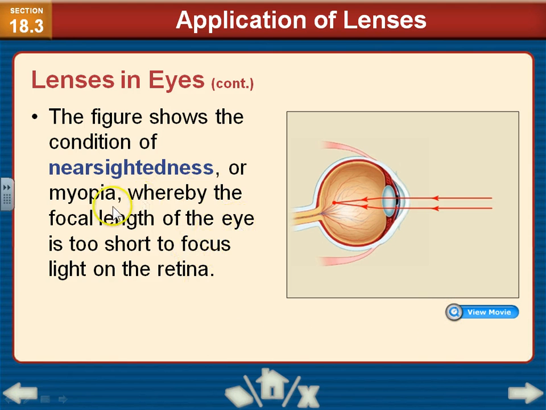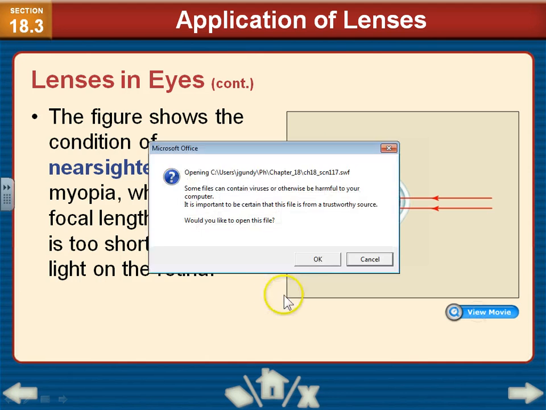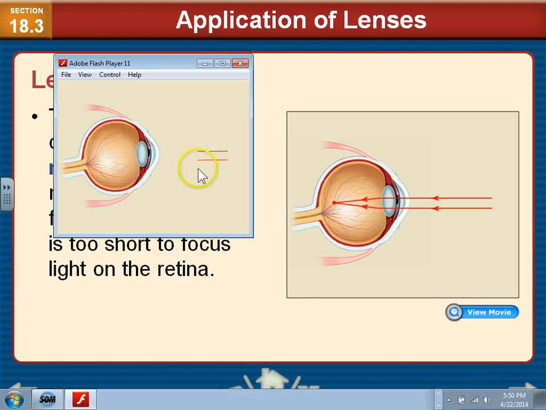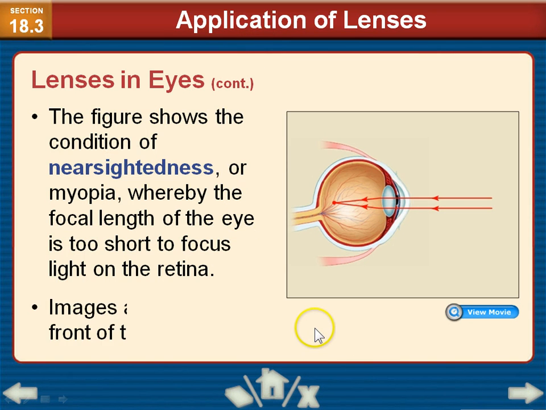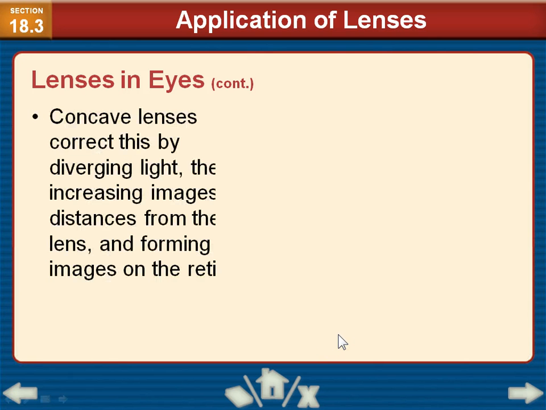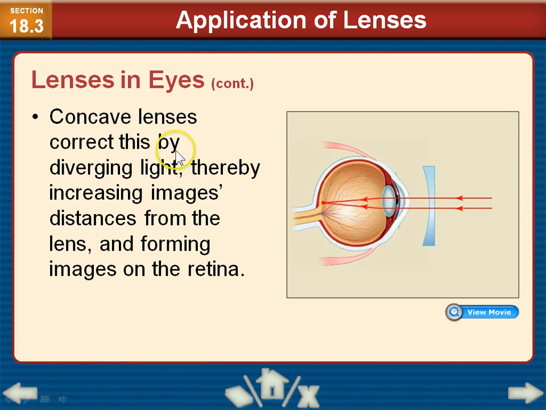So nearsightedness, what is nearsightedness or myopia? This is where the focal length of the eye is too short. And we've got a little video here that we can watch. So it comes in and it ends up focusing before it gets to the retina, and that's no good. So if we put a concave lens in front of it, we could basically cause the rays to diverge just enough so that they end up focusing on the retina.